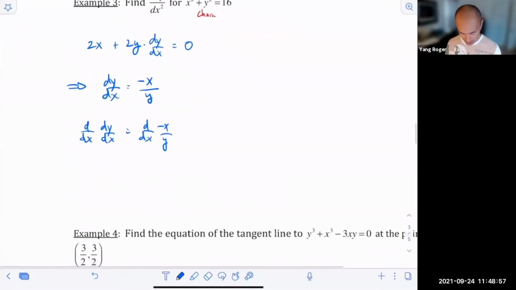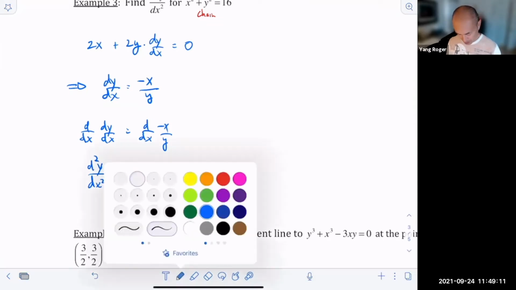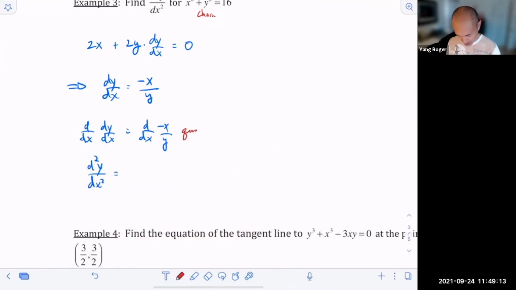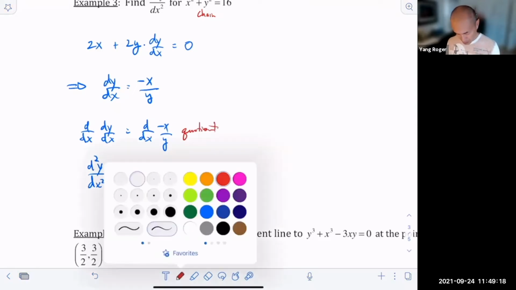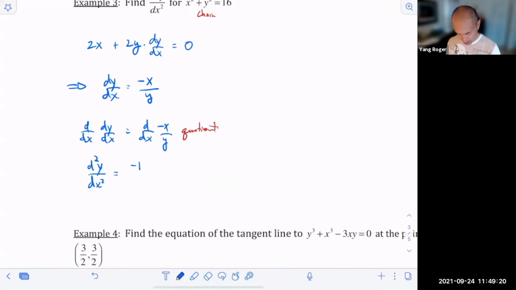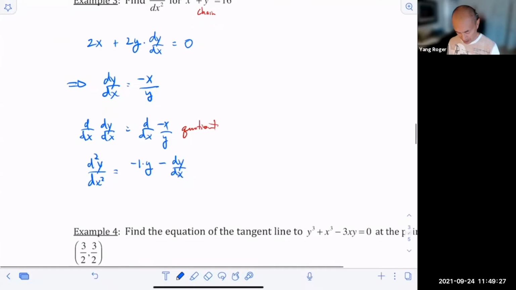And when you do that, what do we get? We get the second derivative on the left-hand side. It's like d times d is d squared, and dx times dx is dx squared. And I need the quotient rule for this guy. So the derivative of the top function is -1. You keep the bottom thing, which is y, minus the derivative of the bottom thing, dy dx. And you keep the top thing, which is negative x, all over the bottom squared.